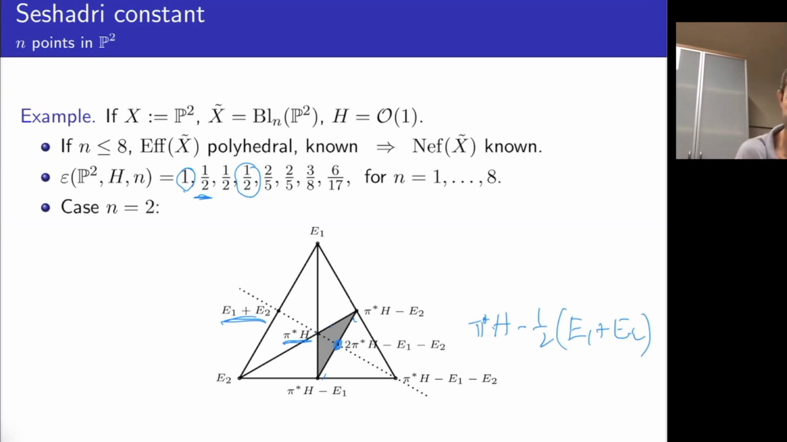And so this gives the value 1 divided by 2 for the Seshadri constant. As I told you, in this case we have a submaximal curve, which is the line through the 2 points. If we consider the line through x1 and x2, the degree is 1, the sum of the multiplicities is 2, and so it computes the Seshadri constant. So when n is small, it's quite easy to compute the Seshadri constant.